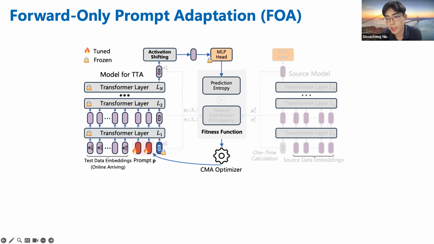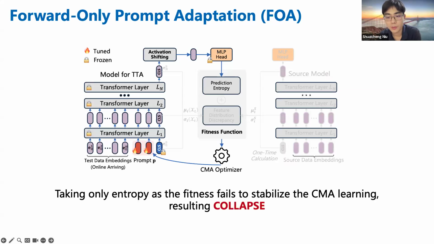Previous CMA optimizers are typically used in the offline supervised setting, while in our TTA, the learning process should be online and unsupervised. So unlike a conventional entropy metric in TTA literature, it is infeasible for our prompt learning, as entropy-only fitness fails to stabilize the CMA learning and will result in a collapse issue, that is, the CMA shall learn a collapsed trivial prompt solution.